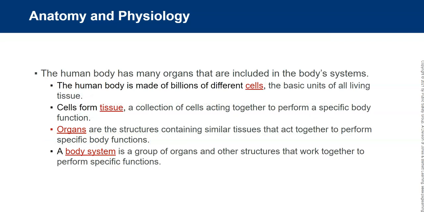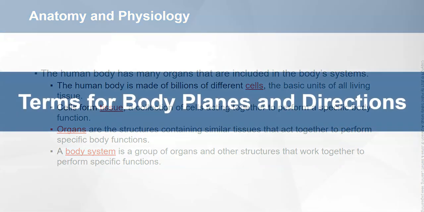Now, structurally, from the very small, we have cells that are the basic units of all living things, and cells can aggregate into tissues when we have similar types of cells working together for a specific body function. Those tissues aggregate into organs, and organs will aggregate together to one of our 11 body systems.